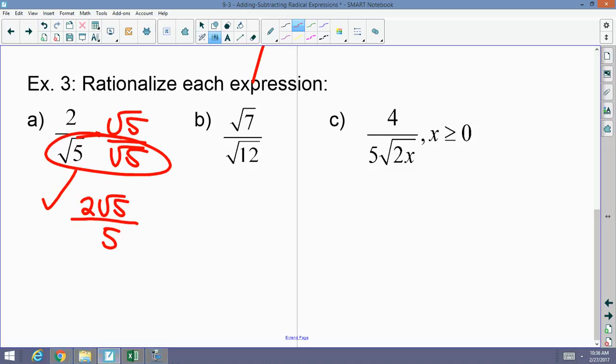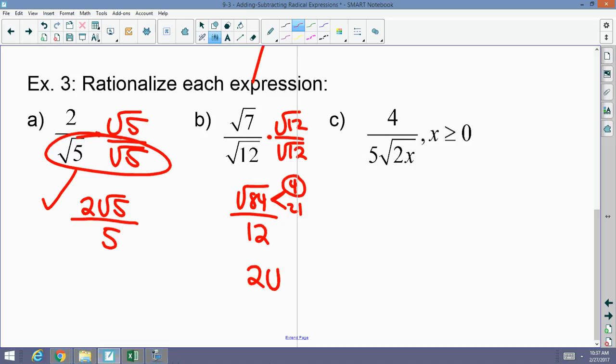Square root of 7 over the square root of 12. I cannot have a square root of 12 in the denominator. So I'm going to multiply square root of 12 to both top and bottom. So I'm going to get the square root of 84 over 12. And now the square root of 84, I may or may not be able to simplify it. This is going to be 4 times 21, right? 4 is a perfect square, so this comes out as 2 times the square root of 21 over 12, which I can reduce to square root of 21 over 6. Do you see what it is to rationalize, for now, when you just have a square root in the denominator?